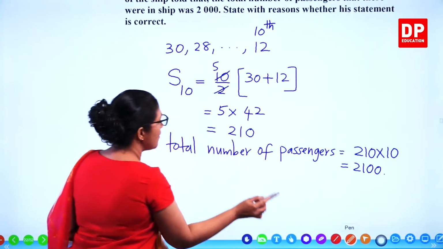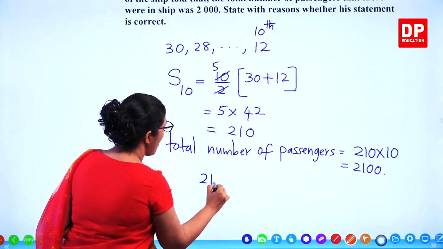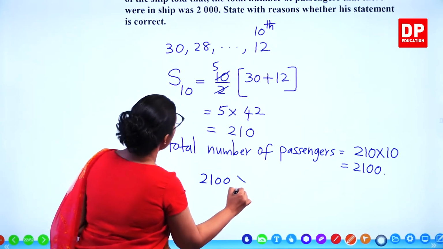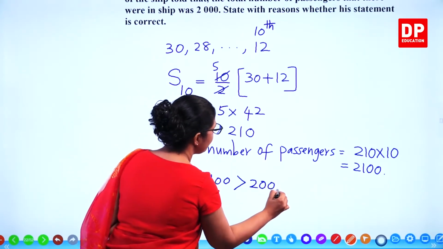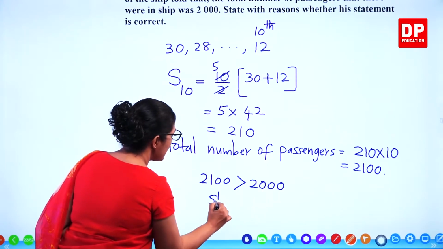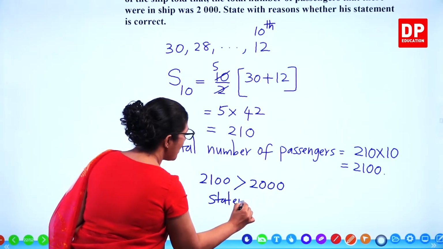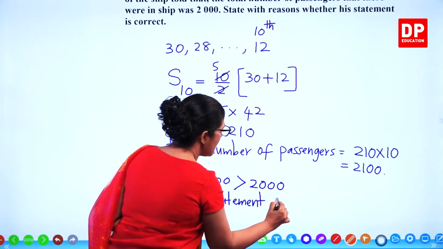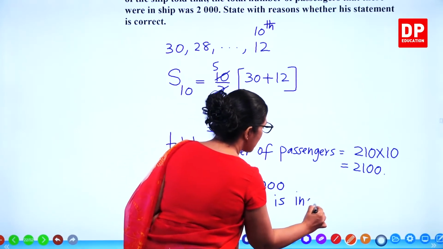So here you can write 2,100 is greater than 2,000. You can write the statement is incorrect.